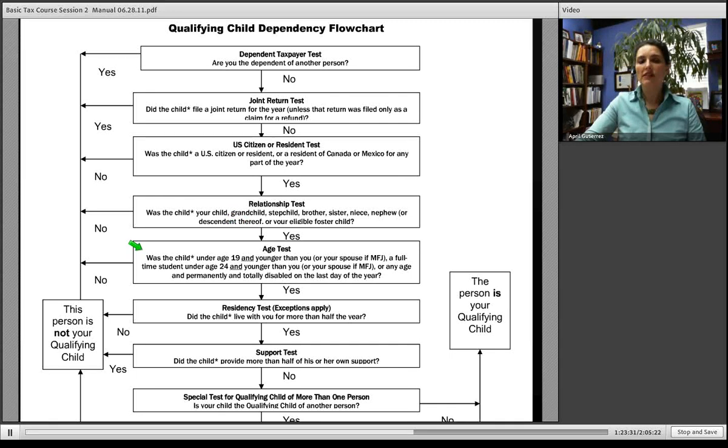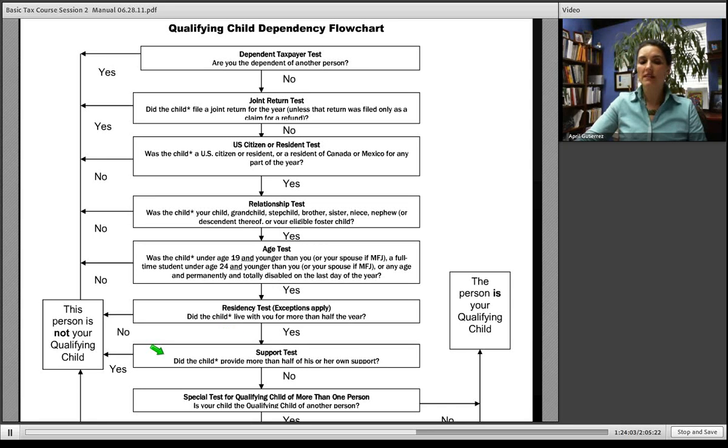Was the child under age 19 and younger than you or your spouse if married filing joint, a full-time student under age 24 and younger than you or your spouse if married filing joint, or any age and permanently and totally disabled on the last day of the year? The answer must be yes. If it is, you move on to the next test, which is the residency test. There are exceptions, which we've already talked about, but in general, did the child live with you for more than half the year? The answer must be yes. If it is, we move on to the support test.